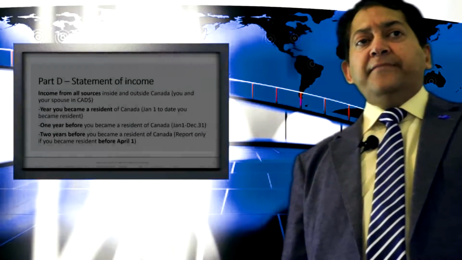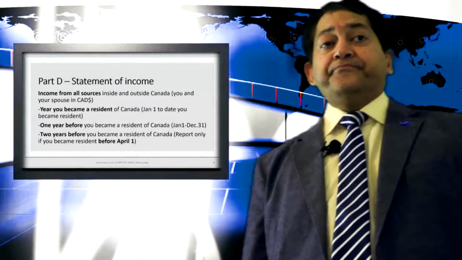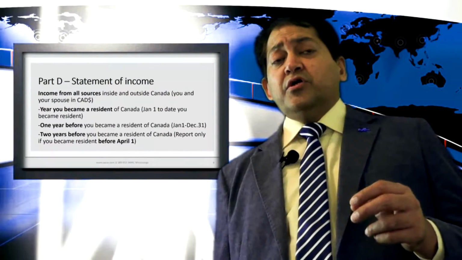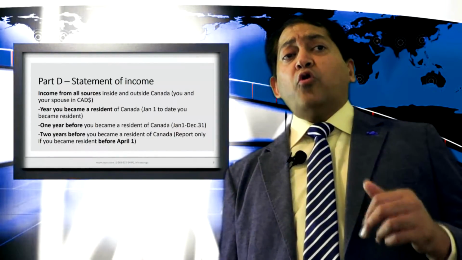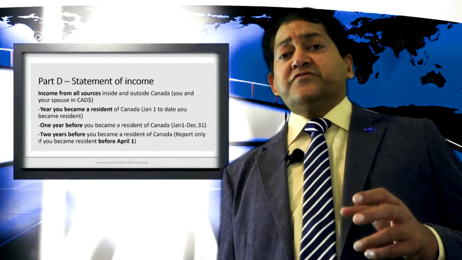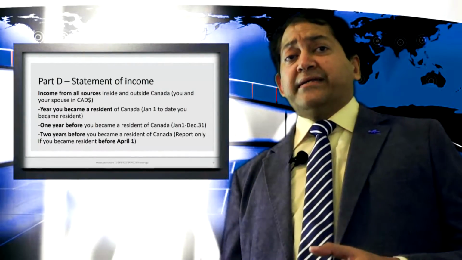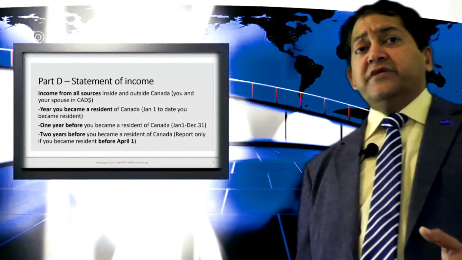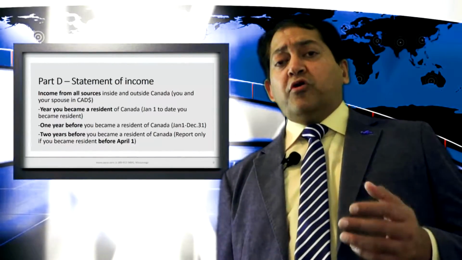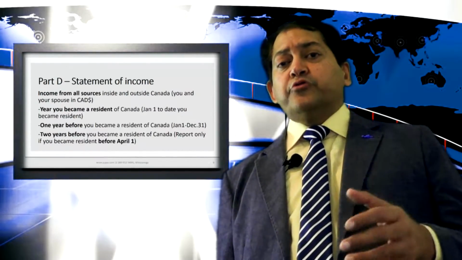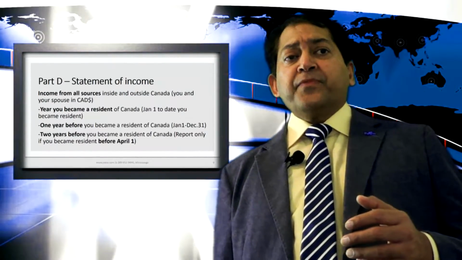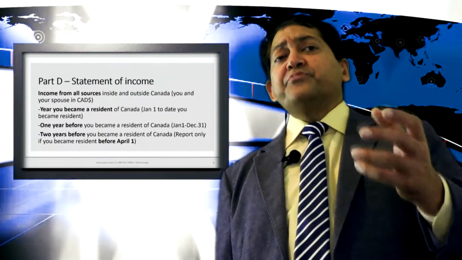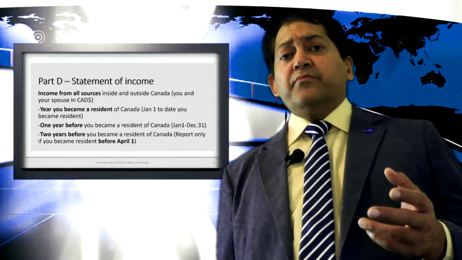Now we move to part D. This is about the statement of income. As a resident, you have to provide information about all income from all sources, whether you have earned it inside or outside Canada, and you have to, of course, express it in Canadian dollars to make sure that you become entitled to GST, HST credit. And there are 3 further subdivisions of this income information.